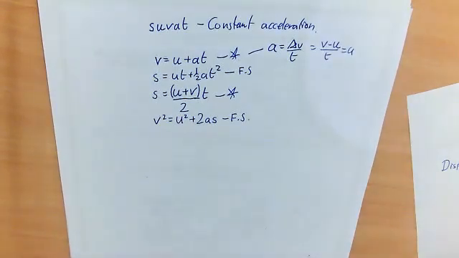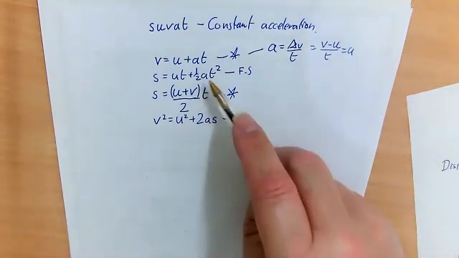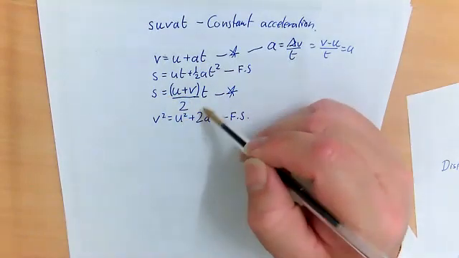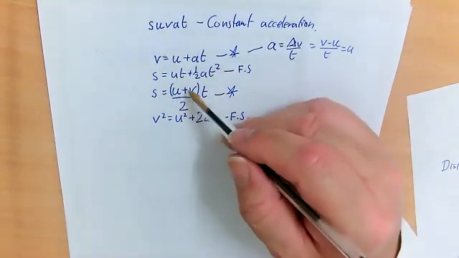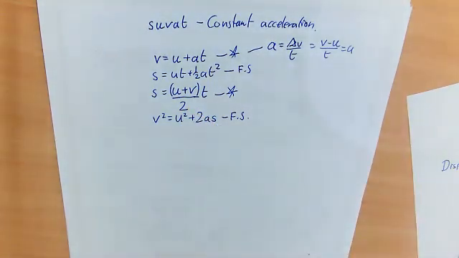You just rearrange it to make the final velocity the subject, and you end up with that one. This one's easy because that (u plus v) over 2 is actually the average velocity: the initial velocity plus the final velocity over 2. If you think about it, it's an average, isn't it? You're taking two velocities, adding them together and then dividing by 2. So if distance traveled is velocity times time, then it's going to be average velocity times time.